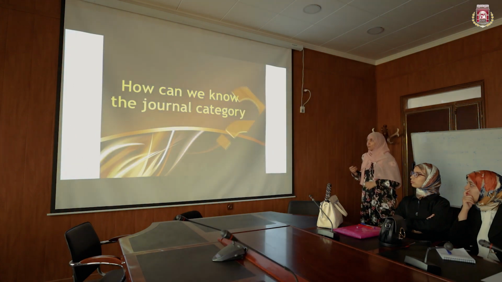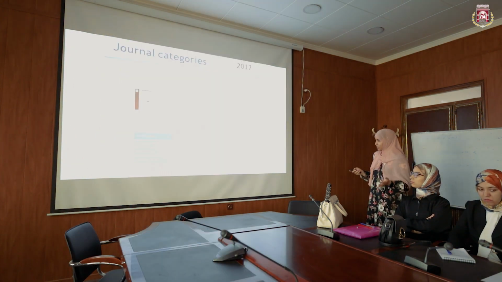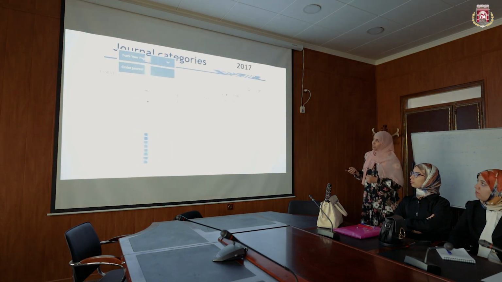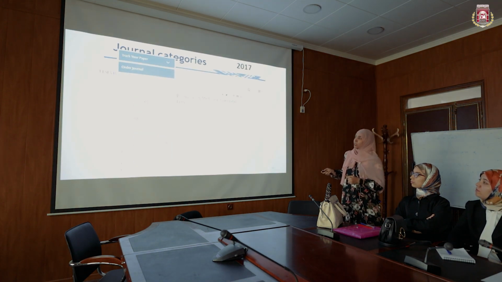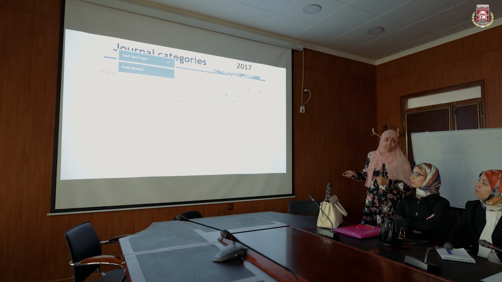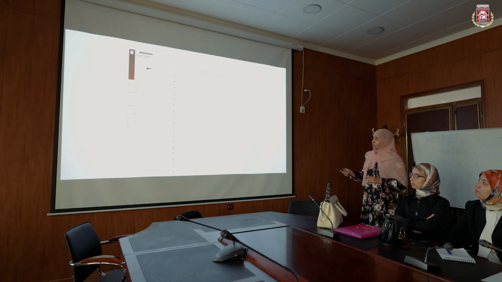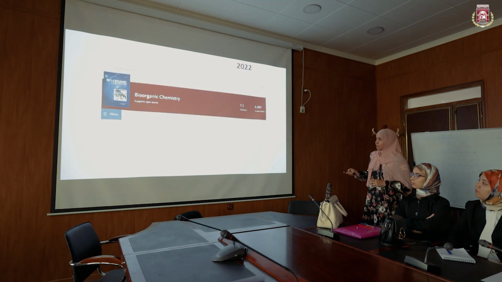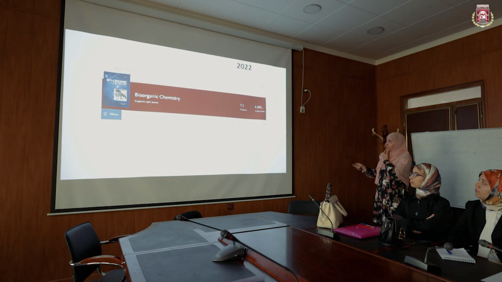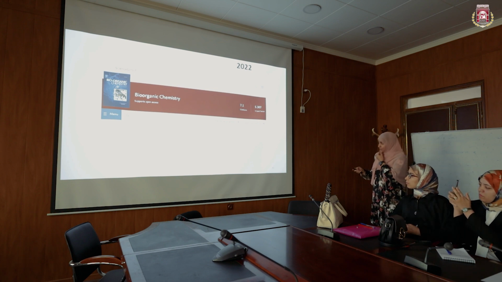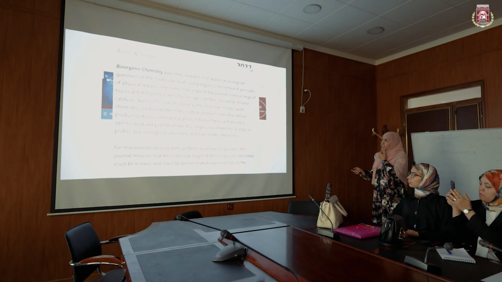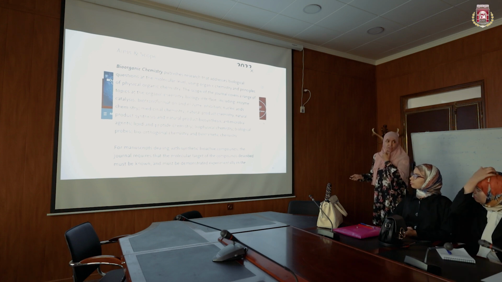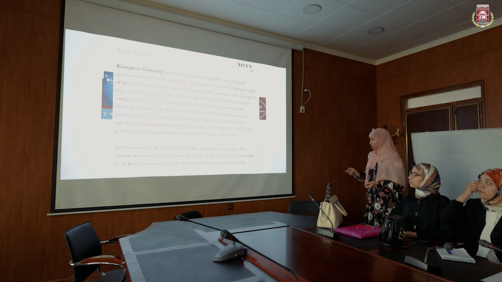Okay, how can we know the journal category? We have different tips to check. For example, here we have the impact factor, we have CiteScore, SCImago Journal Rank, all of this. We should search whether it is indexed in Scopus, and Clarivate or Science Citation. So, for example, this journal has an impact factor of 5.3. This is the aims and scope of the journal. We should read it to decide if we can submit our paper or not.